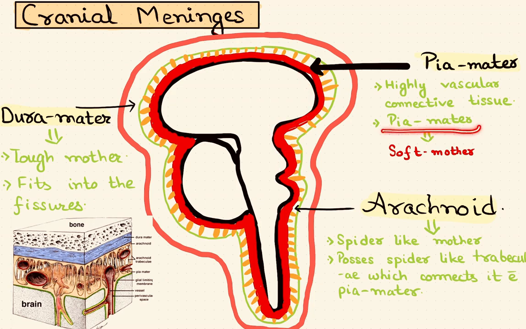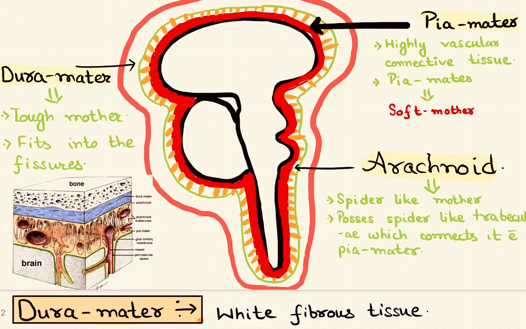So why is it known as pia mater? Pia means soft and mater means mother. So it is a soft mother which protects the brain. What does a mother do? A mother protects her baby. Similarly, this pia mater protects the brain and also provides its vascularity.